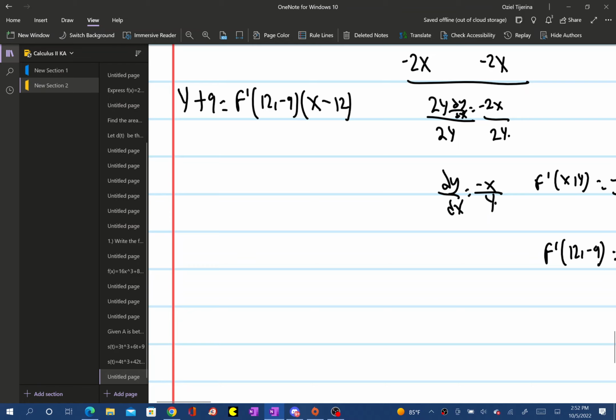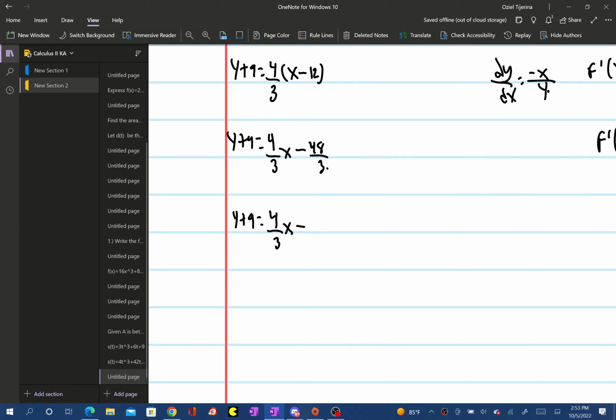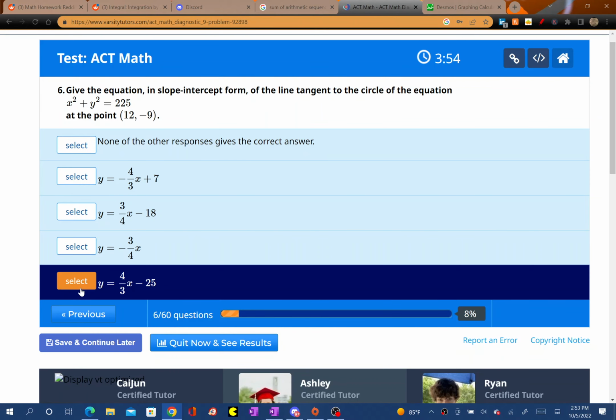So we have y plus 9 equals 4/3 x minus 48 over 3, right? Which is y plus 9 equals 4/3 x minus 16, I think. And we're going to subtract 9, so this gives us y equals 4/3 x minus 25. This one. Okay.